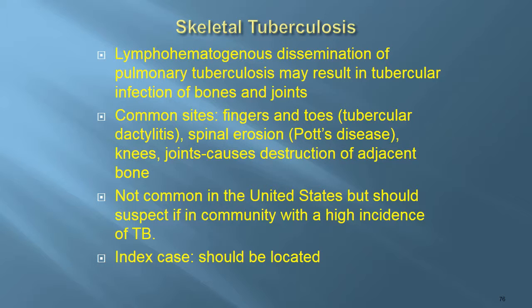Skeletal tuberculosis. It is a lymphohematogenous dissemination of pulmonary tuberculosis that may result in tubercular infection of the bones and joints. That's a mouthful. Common sites are the fingers and the toes, also called tubercular dactylitis. Also spinal erosion or Pott's disease. Knees, joints. This causes destruction of adjacent bone. It is not common in the United States, but it should be suspected if it is in a community with a high incidence of TB. The index case, or the primary case, should be located.